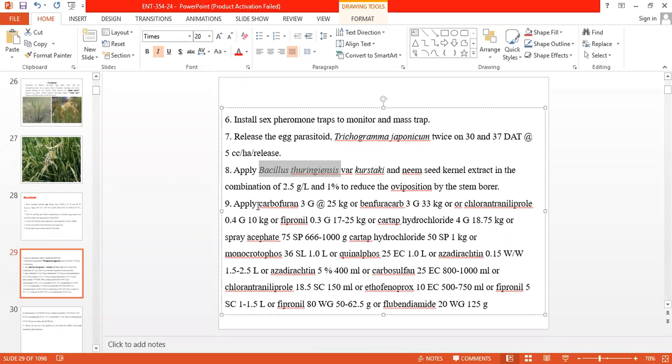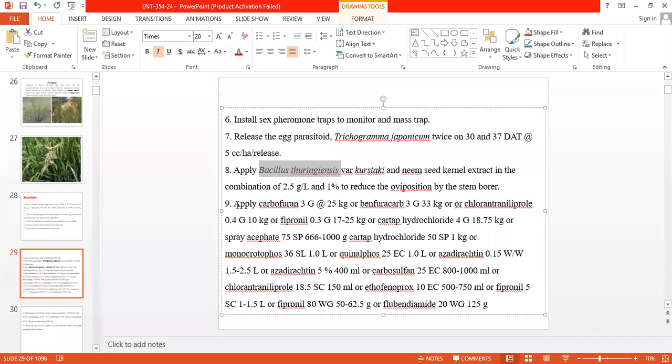So carbofuran 3G at the rate 25 kg per hectare, then benfuracarb 33 kg, chlorantraniliprole 0.4% granule 10 kg, fipronil 0.3% granule 20 to 25 kg, cartap hydrochloride. These are the granule formulation chemicals effective against yellow stem borer.